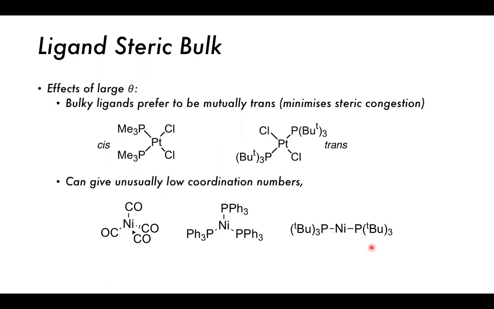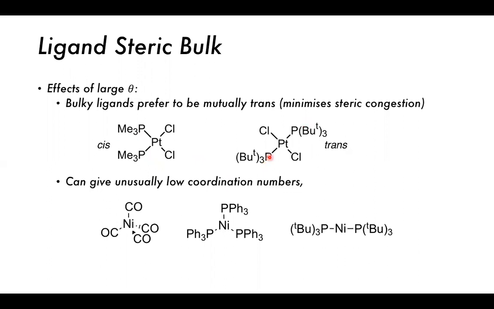The effects here mean that some ligands will form more stable complexes than others. Bulky ligands prefer to be mutually trans, as this minimizes steric congestion. If we have two bulky ligands beside each other, they're going to hit each other, and so they're not going to like that. Whereas it is possible for trimethylphosphine, because the Tolman angle is smaller than, for example, that of tri-tert-butylphosphine, where the bulky ligands prefer to be trans to each other because otherwise they just get in the way of each other.